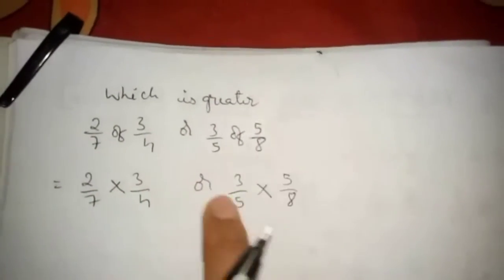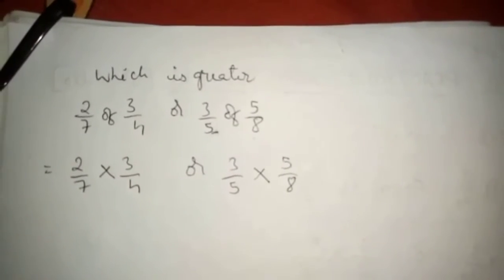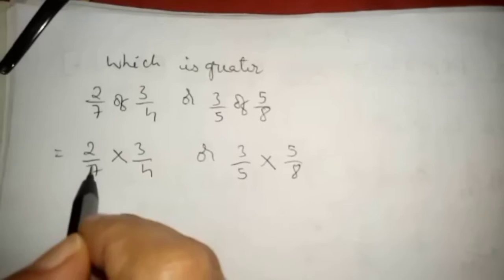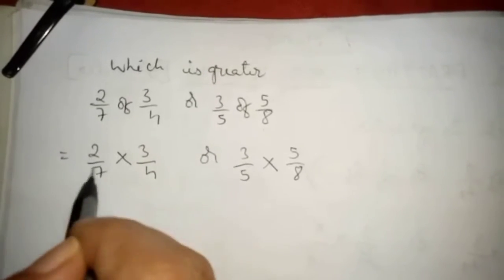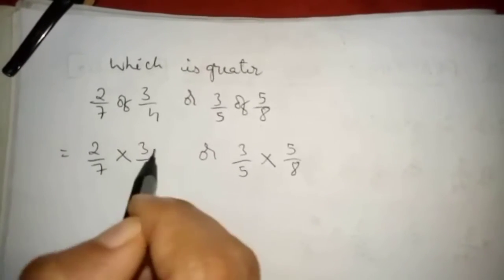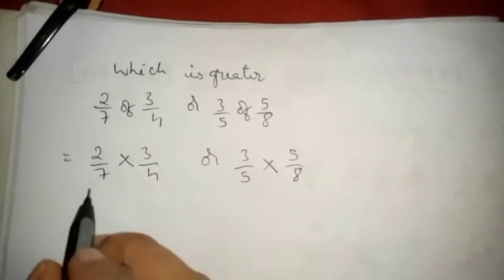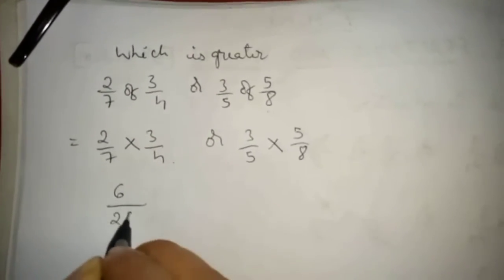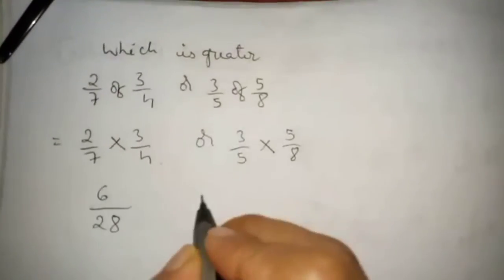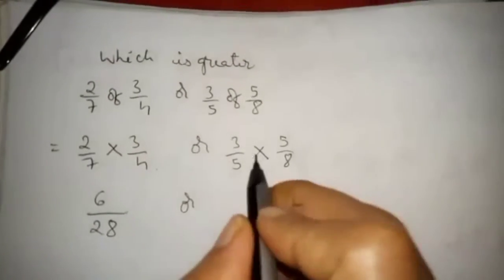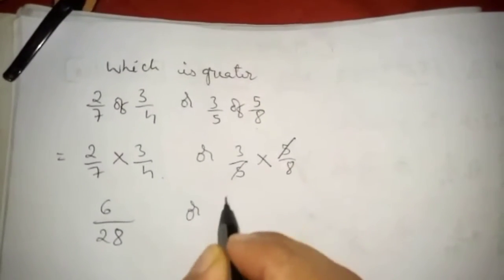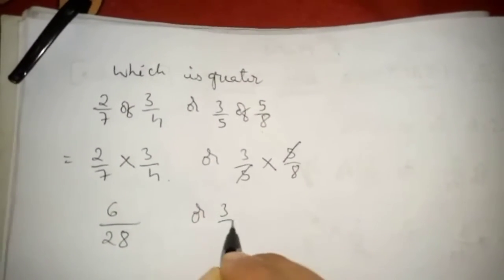First we'll simplify it to one fraction. There are two fractions. First we'll simplify it. Can we divide this? No divisible numbers, right? So first we'll multiply. 3 2s are 6, 7 4s are 28. Or here we can divide these two, right? So what is the number? 3. Remaining is 3 by 8.